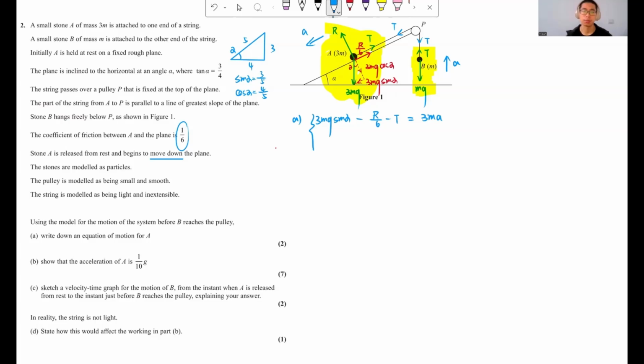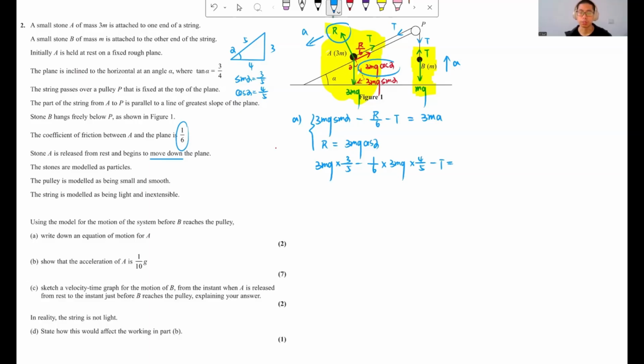And then we know the other one, which is perpendicular to the moving direction. R goes up, which is equal to the force going down. So 3mg cos alpha. So this one is equal to this one. Up equals down. And now we can start to simplify them. So that would be 3mg sine alpha, we already know sine alpha is 3/5. And then minus R/6, so let's just write it as 1/6 R. So R is equal to 3mg cos alpha. And then we know cos alpha is equal to 4/5.